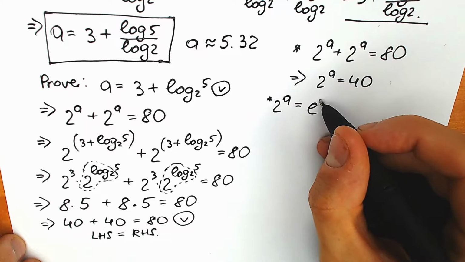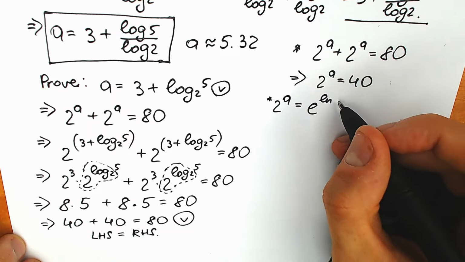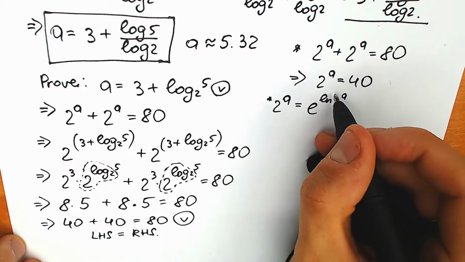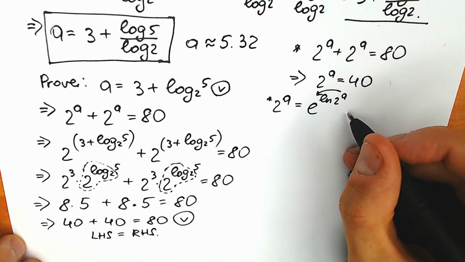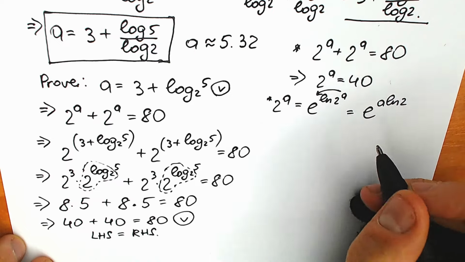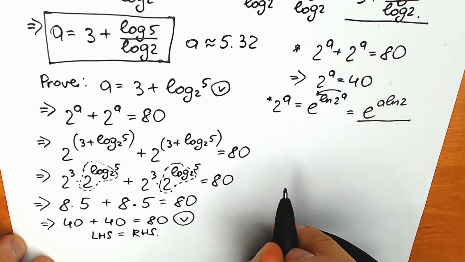So e to the power natural log of 2 to the power a. In terms of the log property, we can easily do this, but in the same way, a can be written right here in terms of the log property. So we have e to the power a natural log 2. So instead of this 2 to the power a, I want to write this expression.